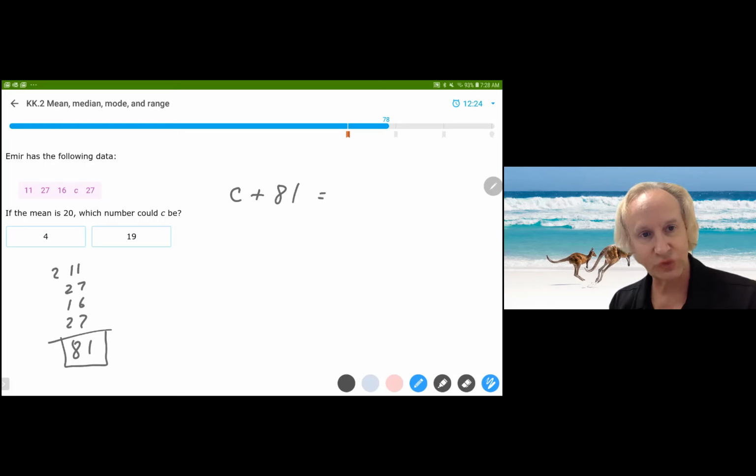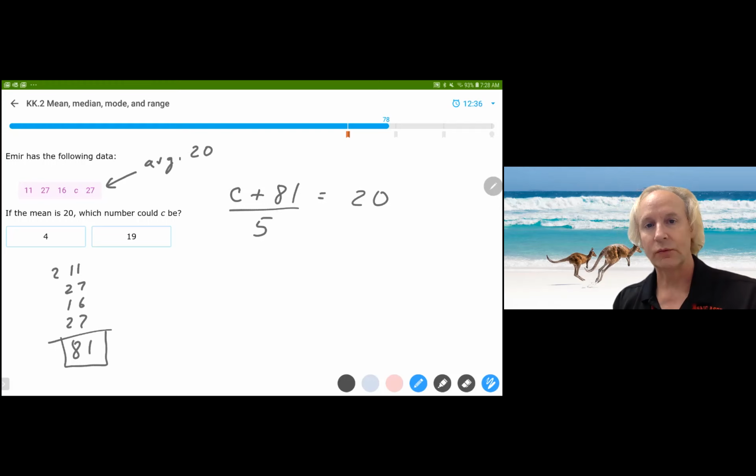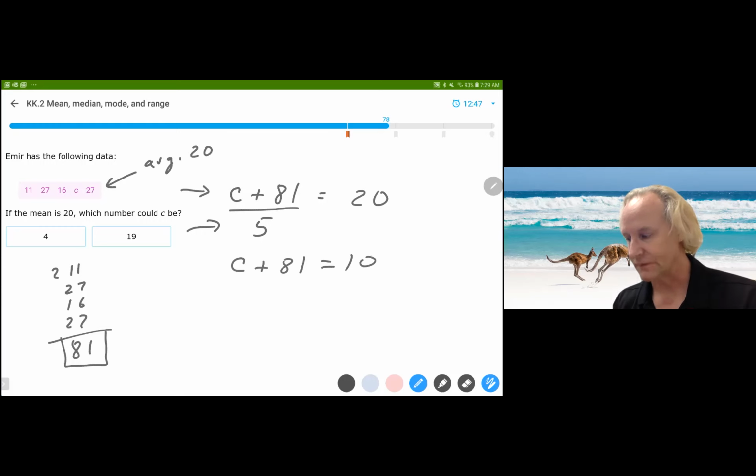If the average is 20, think about what that means. If the average is 20 and I have 5 numbers, I divided by 5 to get that number, didn't I? In other words, I wrote the formula, which is add all the numbers together and divide by how many there are. Now I'm going to multiply by 5 on both sides. I multiply by 5 and I get 100. And I subtract the 81, which of course gives me the 19.